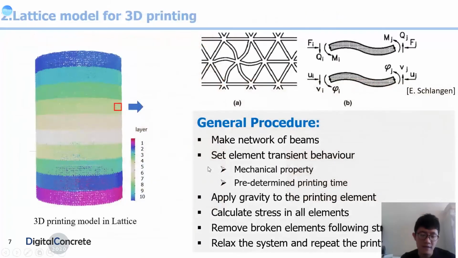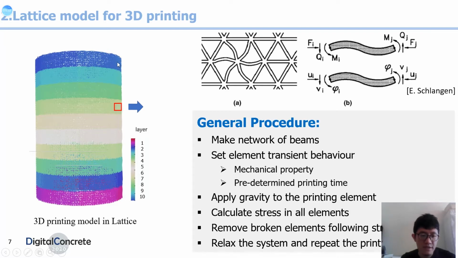As I mentioned, my research goal is to do the modeling work of 3D printing. Here we choose the lattice model to do it. The left part is the lattice model of 3D printing, and we can see the different colors. They represent the different printing parts.